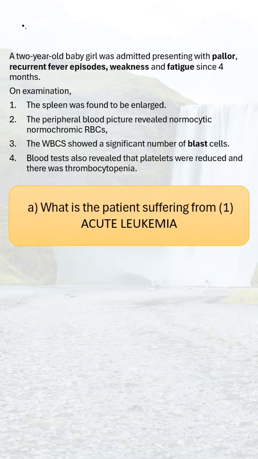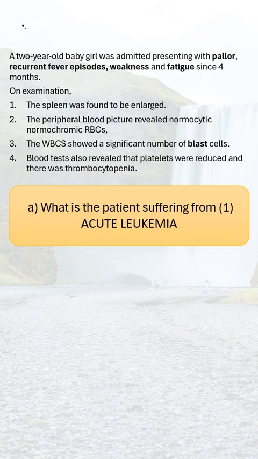Definitely it is acute leukemia. Reasons are the symptoms: there is pallor, fever, weakness and fatigue. Now it is very acute, just 4 months, so it is acute in nature. There is splenomegaly, and also a significant number of blast cells in the blood picture. So these points help us to come to a diagnosis of acute leukemia.